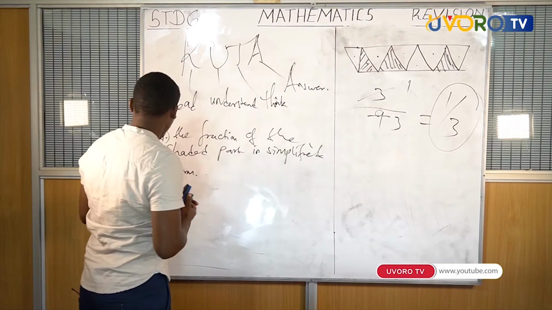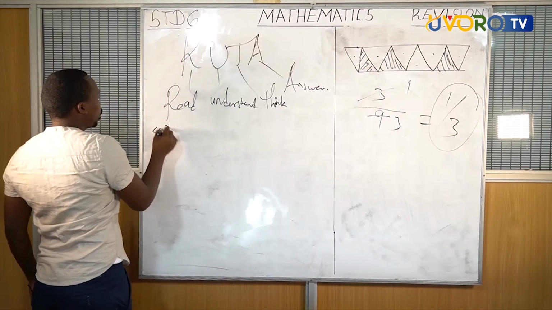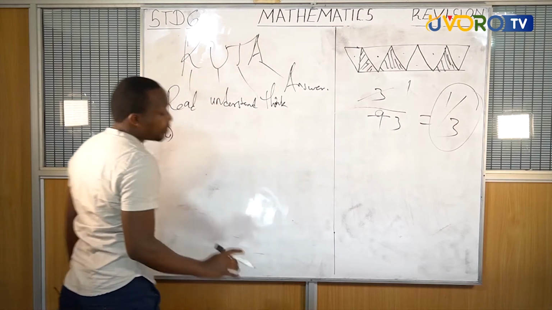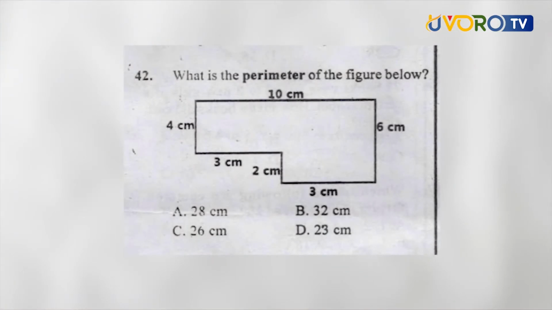Question number 42. Number 42, that is where we are. Find the perimeter. You have that figure drawn there: 6 centimeters, 10 centimeters, 3 centimeters, 2 centimeters, 3 centimeters, and 4 centimeters.